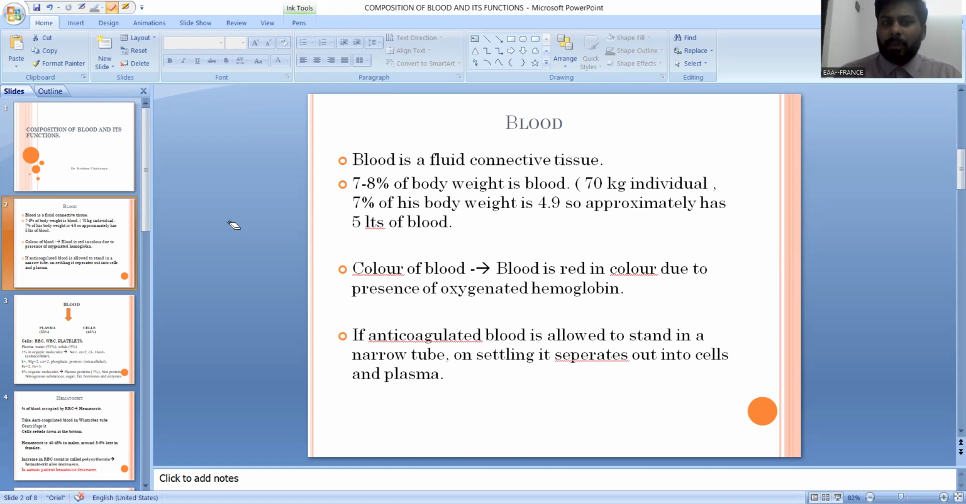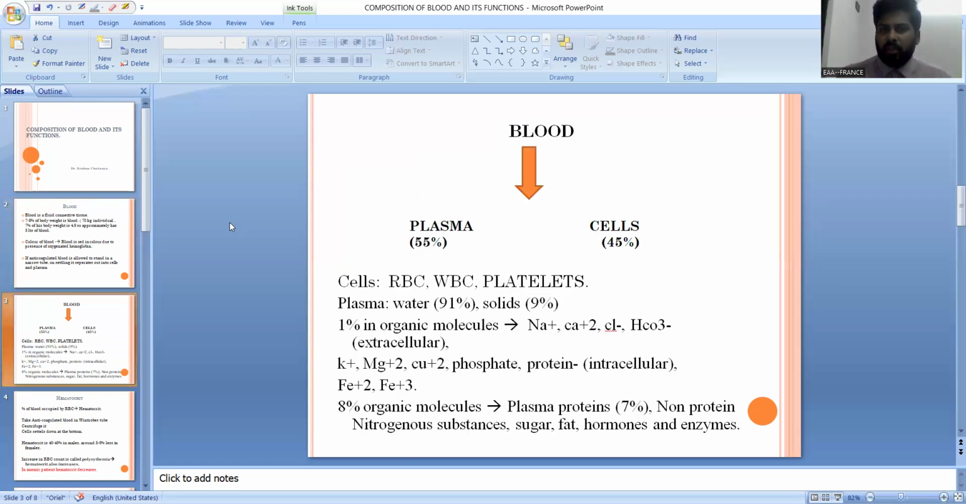So what are the components of the blood? Let's say an anticoagulated blood is allowed to stand in a narrow tube. I'm taking a small tube, adding some anticoagulant, and then adding my blood to the tube. So what happens? Upon settling, the blood gets separated, and the bottom part, which gets sedimented, is the cells. And the topmost one is nothing but our plasma, right? So the blood can be divided into plasma and cells. The plasma is somewhere around 55%, and the cells are around 45%, right?